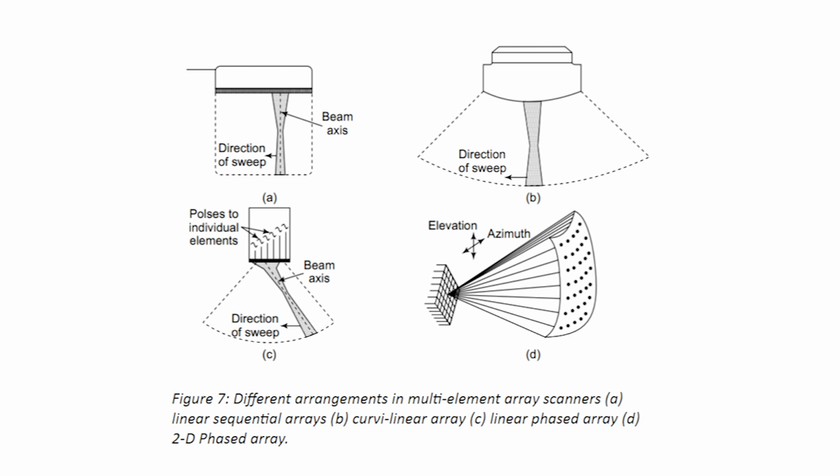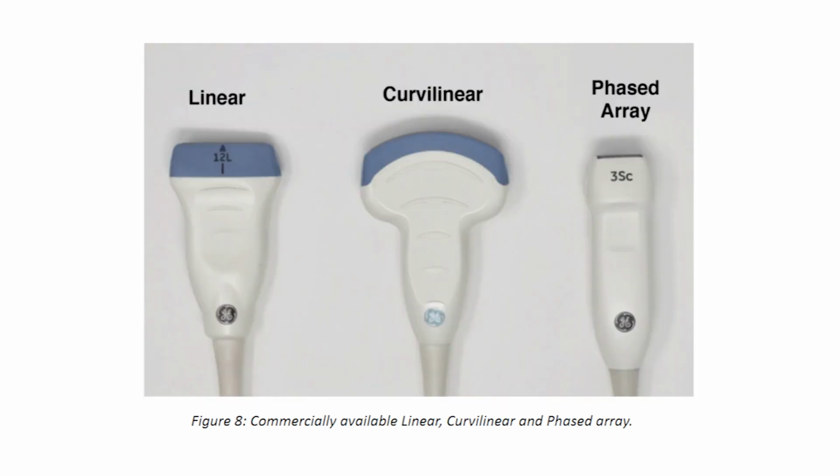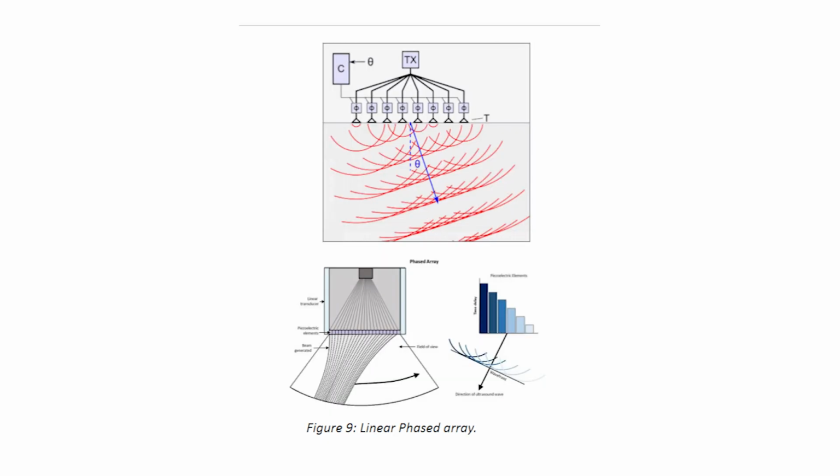Second, curvilinear arrays. As shown in figure 7b, a curvilinear array scans a wider field of view because of the convex arrangement of the array elements. Curvilinear or convex arrays operate in the same manner as the linear arrays, and therefore, even in this case, scan lines are directed perpendicular to the transducer face.